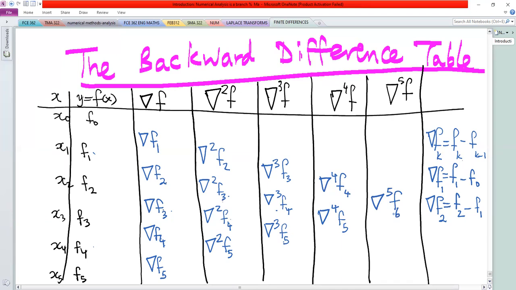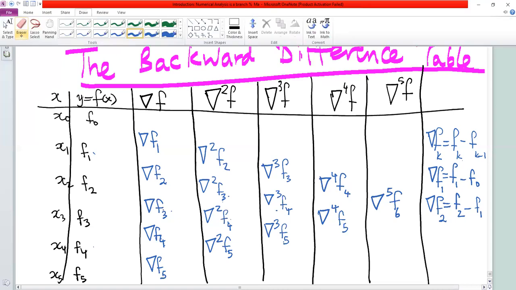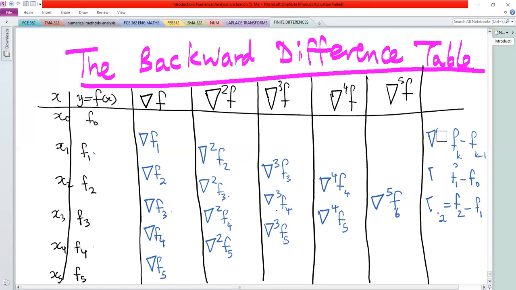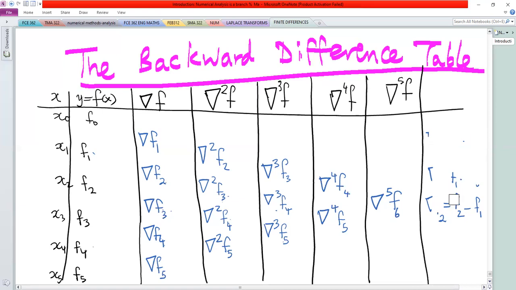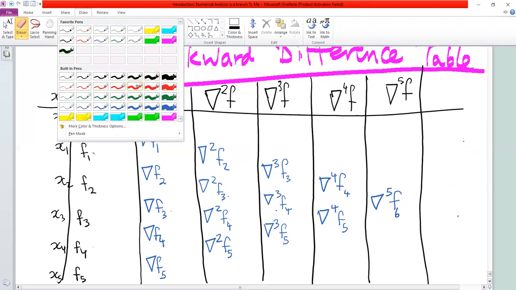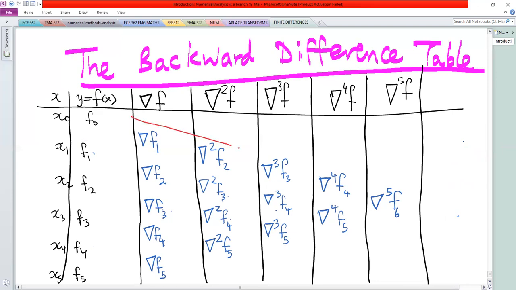So such a table is what we call the backward difference table for the function y equals f of x. And you note that in this table, these are what we call the leading backward differences in every column. And you see that these ones here are power 1, power 2, power 3, power 4, power 5. This is power 1, power 2, power 3, power 4, power 5.